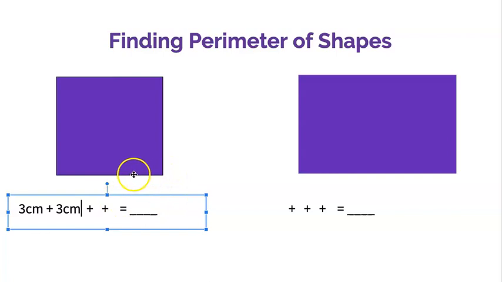Then I'm going to pretend I measure this bottom side. That would also give me 3 centimeters. And then I'm going to pretend I measure this last side, and that would also be 3. Okay, and then all you have to do after you measure all your sides is add them all up. So 3 plus 3 is 6, 6 plus 3 is 9, and then 9 plus 3 more is 12. So that total perimeter would be 12 centimeters.